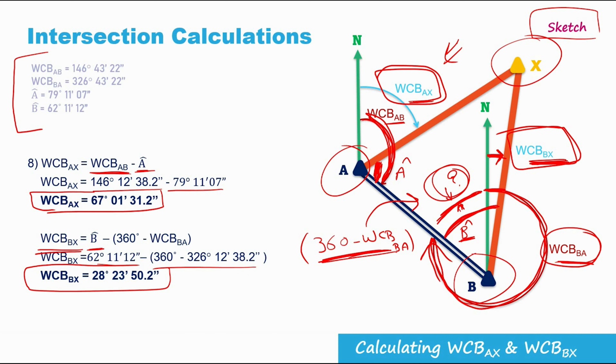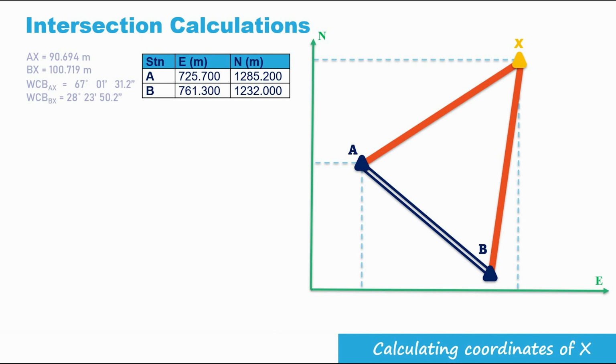So now let's move ahead. Once you've done this stage, the last stage is very easy and simple. It's just calculating the final coordinates. Let's start calculating easting of X from station A. This is station A. You know easting of A? Yeah, easting of A is given here in this table. This is the value. So easting of A plus this distance will give you easting of X.